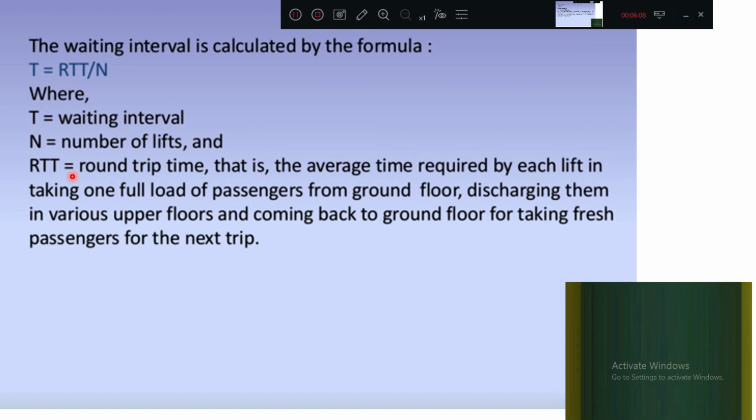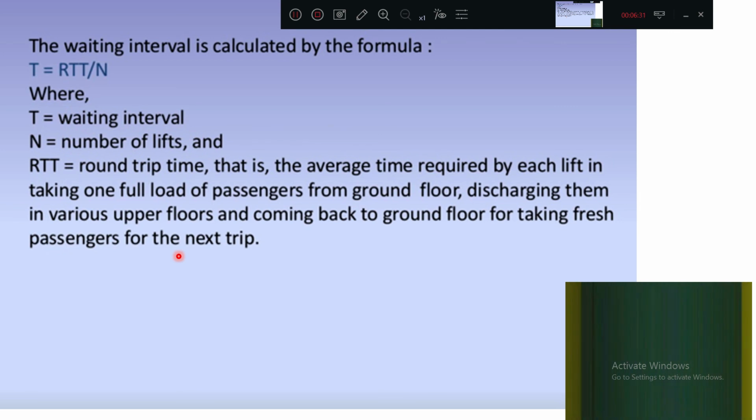How to calculate RTT, the round trip time? It is the average time required by the lift in taking one full load of passengers from the ground floor and discharging them in various upper floors and coming back to the ground floor for taking fresh passengers for the next trip. Do you understand this point? What is RTT? Round trip time.